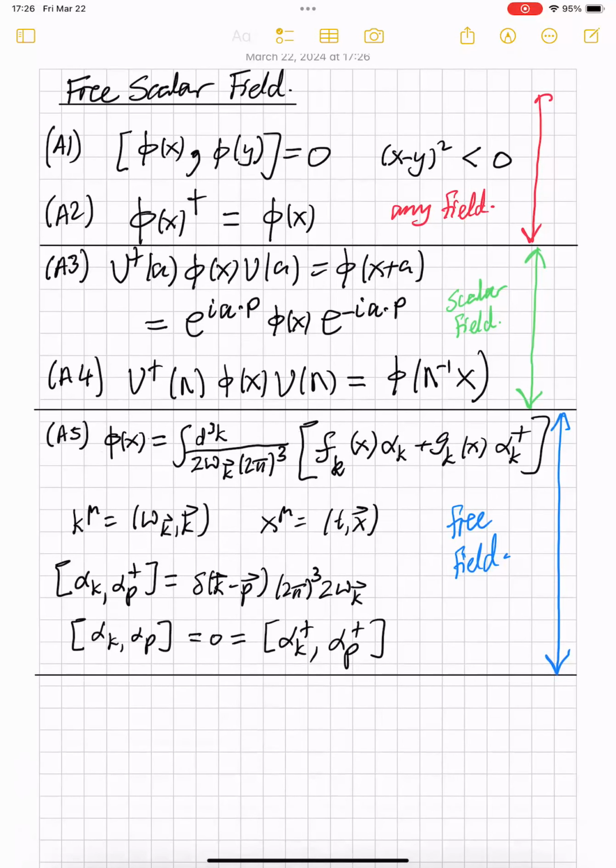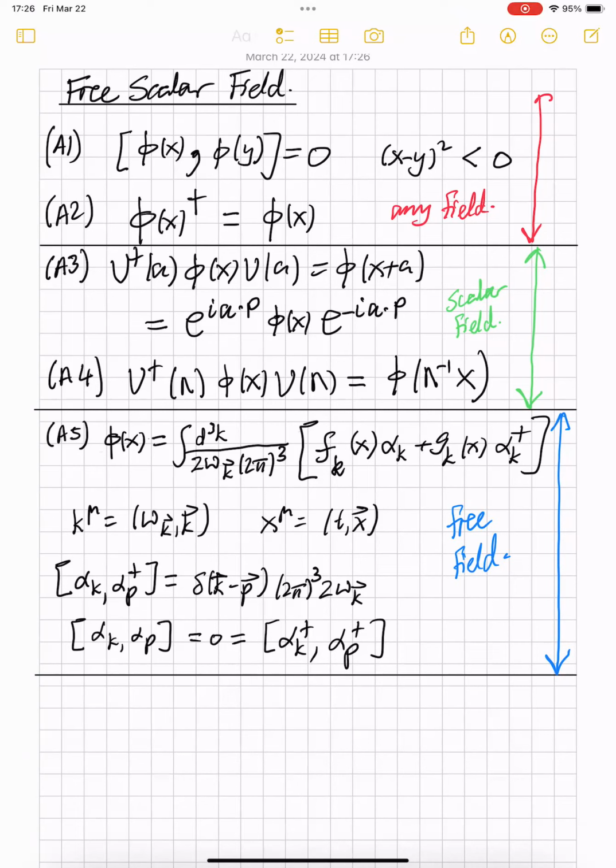So now we're going to try to solve these 5 axioms. And if we find that there's no solution, the assumption that we're going to change is A5, and we'll maybe have to mess around with it. Actually, it'll turn out that these 5 axioms will have a solution and we'll get a quantum field.